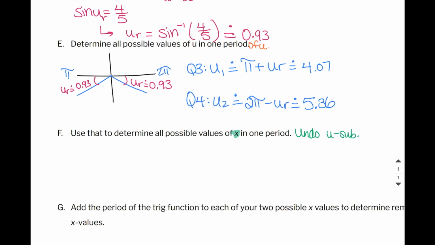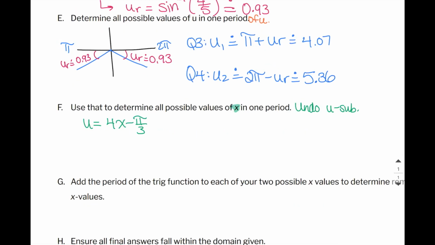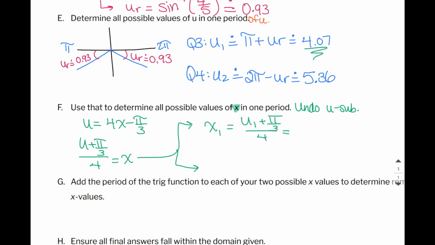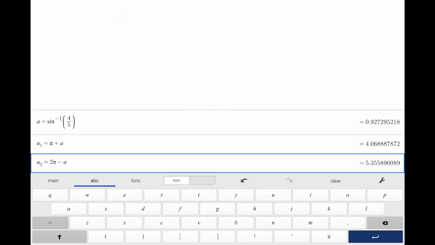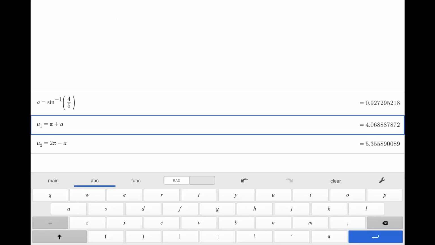So if we knew that u is equal to 4x minus pi over 3, then we could add the pi over 3 to the u right here. So u plus pi over 3 and then divide that by 4 is equal to x. Based on that, we can say that x1 is going to be u1 plus pi over 3 all over 4, where u1 is this value 4.07. But the nice thing is, I've stored this value into my calculator right here as u1.